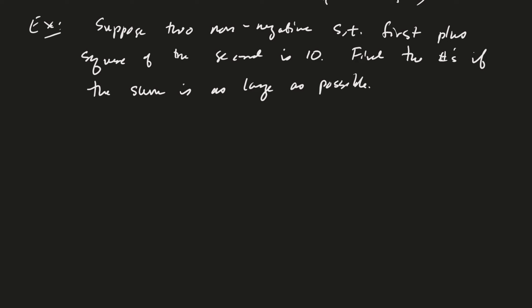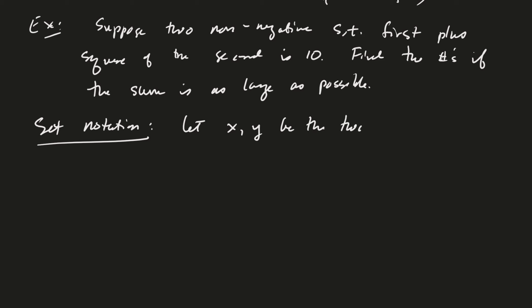All right, so typically in the story problems, we would draw some kind of picture, but in this case we don't really need to draw a picture, but we do need to set the notation. So let's go ahead and set the notation, and we should define our notation initially, either by picture or by writing down what the definition is. So in this case we're going to let X and Y be the two numbers, right? Then we want to find the maximum, or we want to maximize X plus Y.